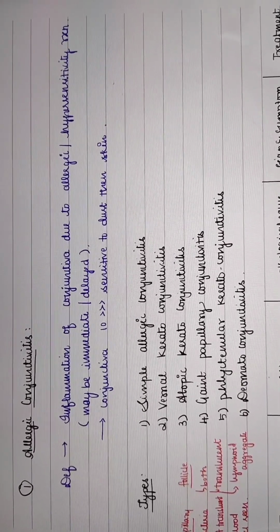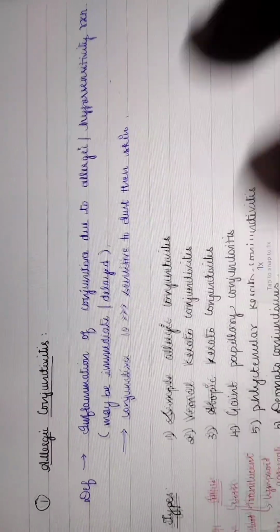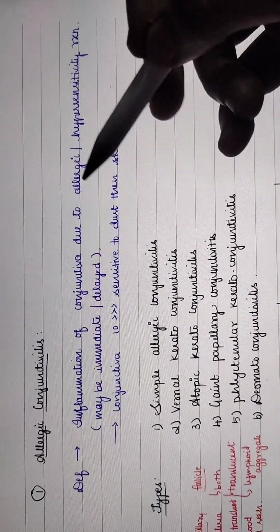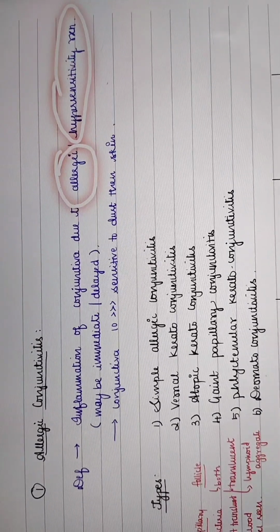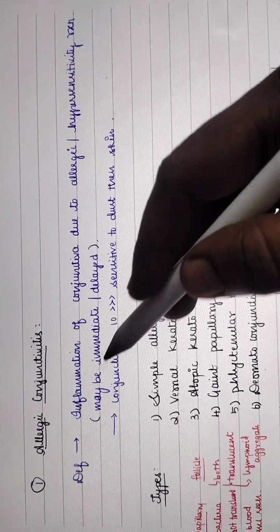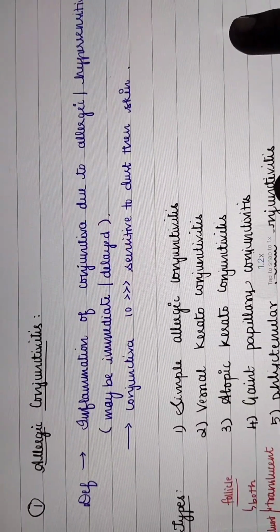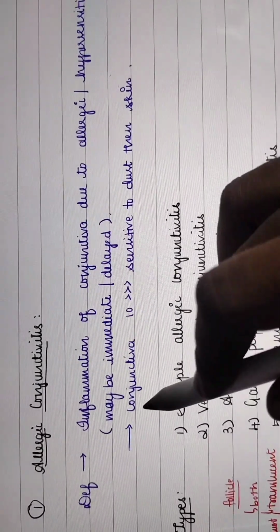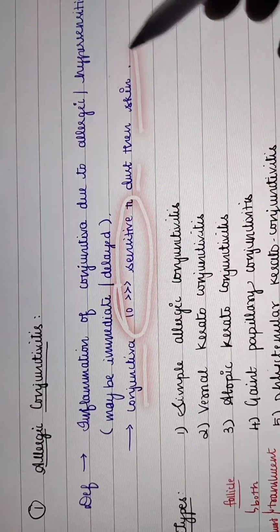First, we will move on to the definition. So, what is allergic conjunctivitis? In the definition, we can see it is an inflammation of the conjunctiva. It is due to an allergic or hypersensitivity reaction, and this hypersensitivity reaction may be an immediate or a delayed type of hypersensitivity reaction. And the conjunctiva is 10 times more sensitive to dust than the skin.